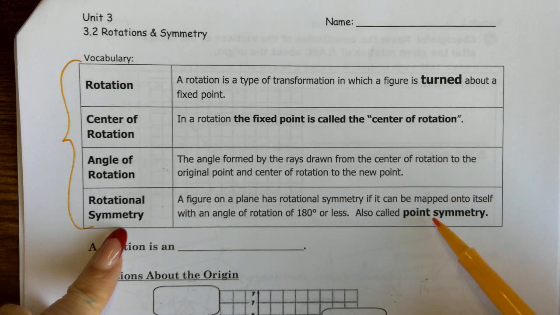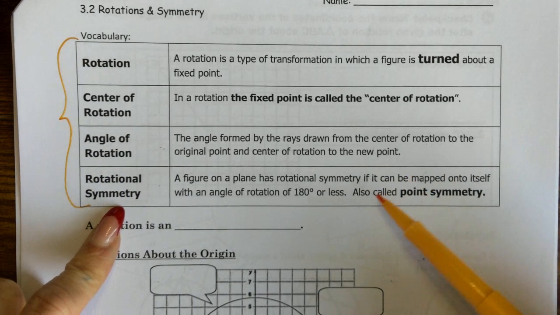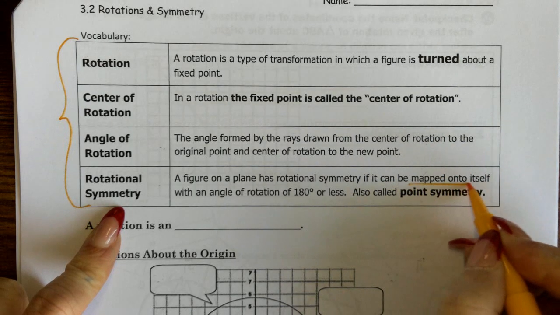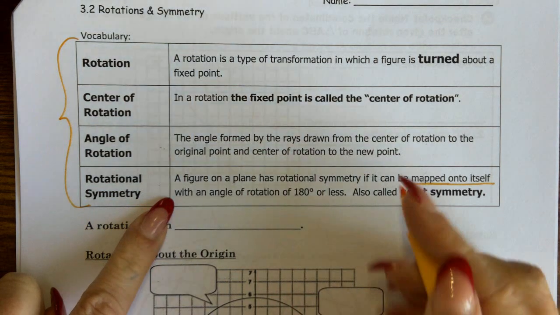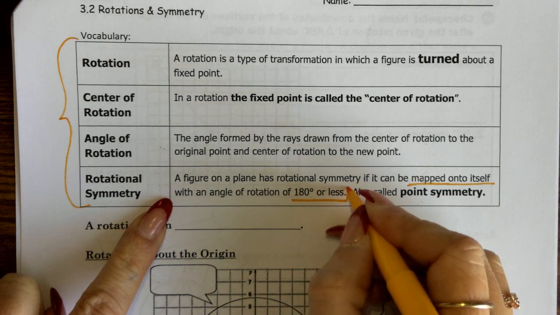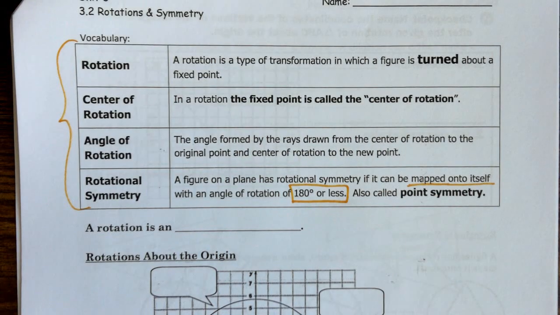And rotational symmetry. A figure on a plane has rotational symmetry if it can be mapped onto itself. So that means mapped onto itself, it looks exactly the same. Okay? So after we rotate it, it looks exactly the same. With an angle of rotation, it must be 180 or less, and we're going to talk quite a bit about that in a second. Okay? That is also called point symmetry.